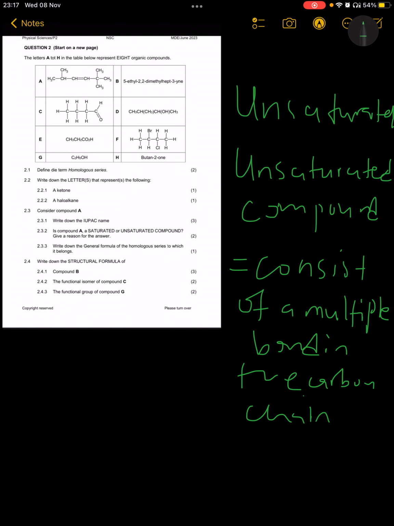Write down the general formula of the homologous series to which it belongs. General formula of the homologous series to which compound A belongs. Compound A is an alkene. The general formula for alkene is CnH2n. Well, last but not least is 2.4. Now in 2.4 they are asking us to write the structural formula for compound B.